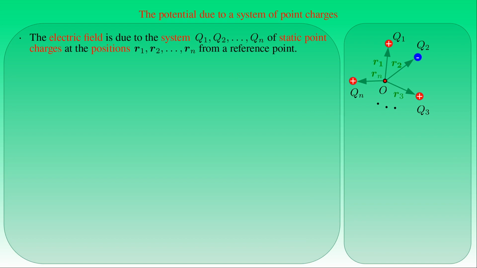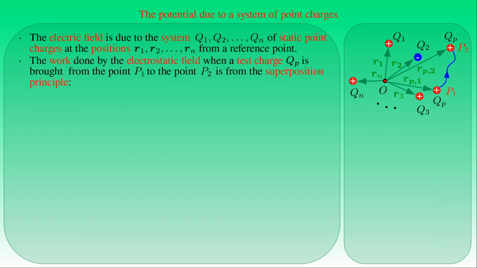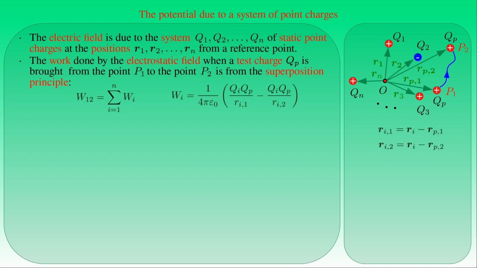By generalizing this result, we can determine the electric potential due to a system of point charges. Let us suppose that the electric field is produced by a system of point charges Q1, Q2, ..., Qn, where the distances of the individual point charges from a reference point O are r1, r2, ..., rn. We can determine the work done by the electrostatic field while a test charge Q_P is brought from the point P1 to the point P2 in the field due to the system of charges if we apply the principle of superposition for work. The latter states that the total work done by the electrostatic field due to a system of point charges is equal to the algebraic sum of the works done by the electrostatic fields due to the individual point charges in the system.